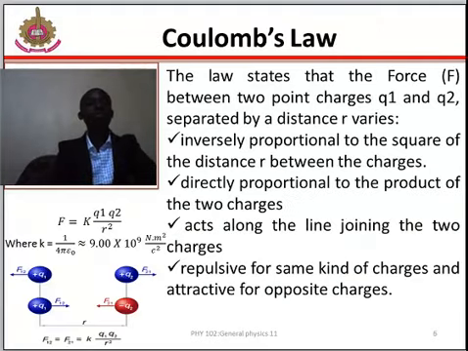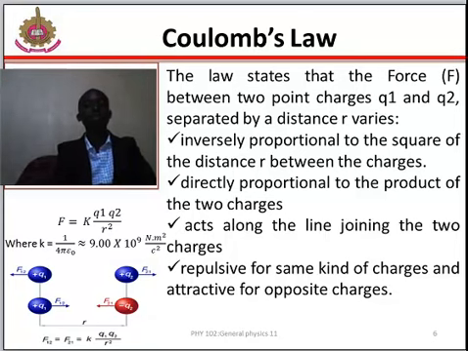Now we move to Coulomb's law. As you already know, like charges repel while unlike charges attract. Whenever we talk about attraction and repulsion, it means that there is a force that is attracting an object or a force that is repelling an object. This force is nothing but an electric force. To talk about electric force, we shall consider a special law called Coulomb's law. This law is named after a French scientist known as Charles Coulomb.